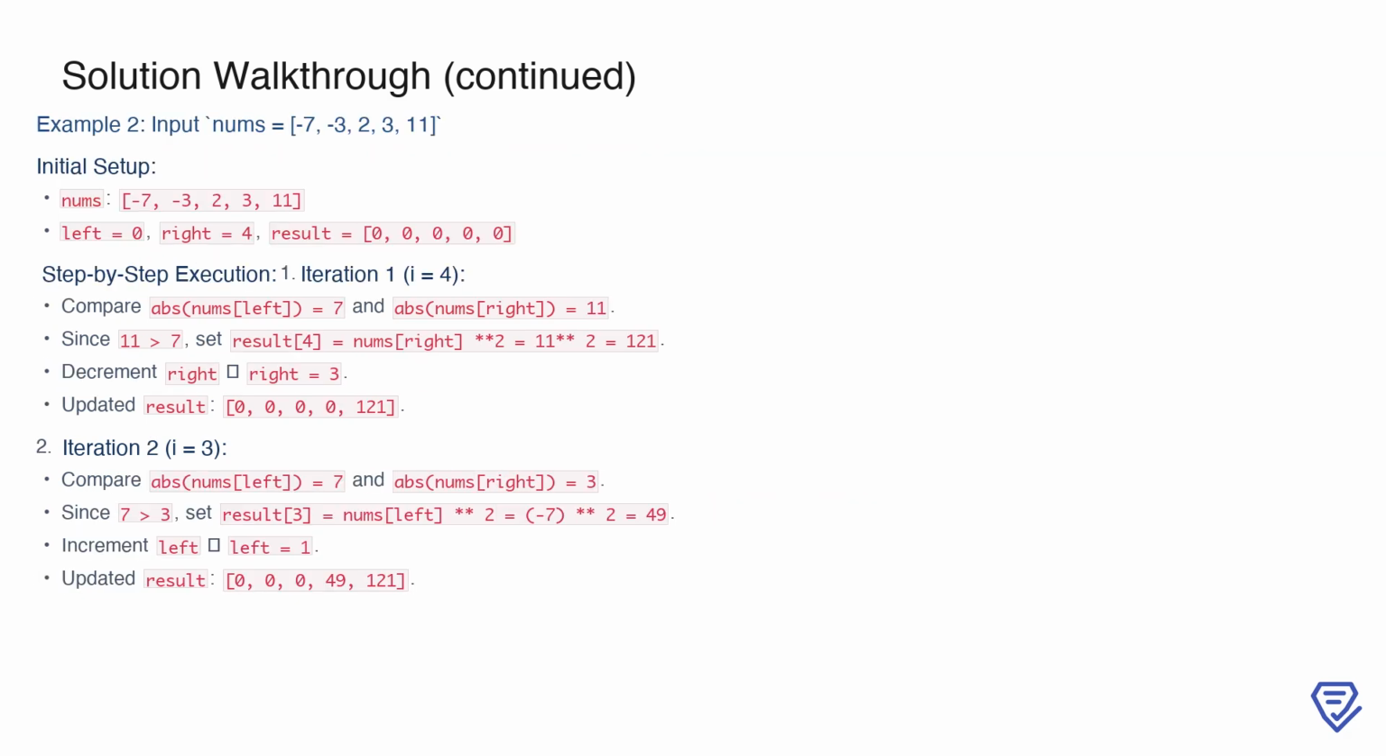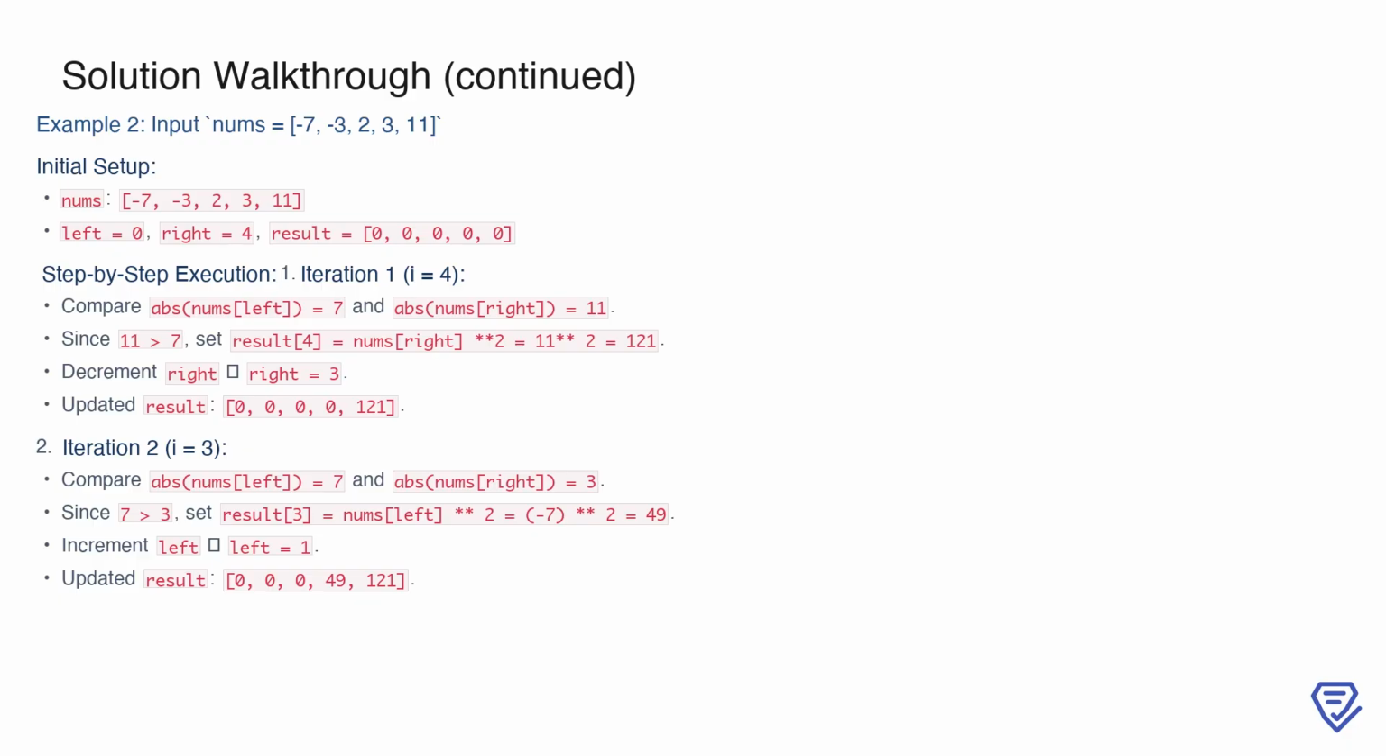Now, let's look at another example with the input array nums equals -7, -3, 2, 3, 11. As before, we initialize left at 0, right at 4, and the result array is 0, 0, 0, 0, 0. In the first iteration, we compare abs(nums[left]), which is 7, and abs(nums[right]), which is 11. Since 11 is greater, we square nums[right] to get 121 and place it at the last position of the result array. We then decrement the right pointer, and the result array becomes 0, 0, 0, 0, 121.